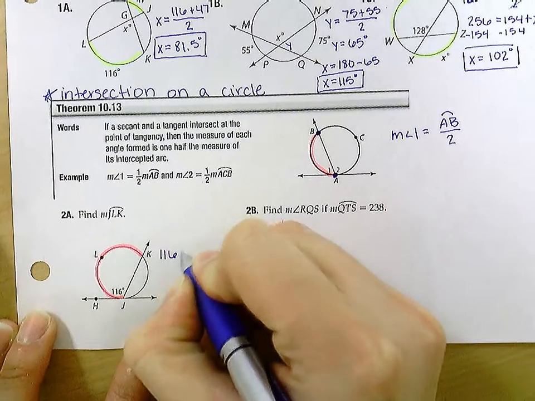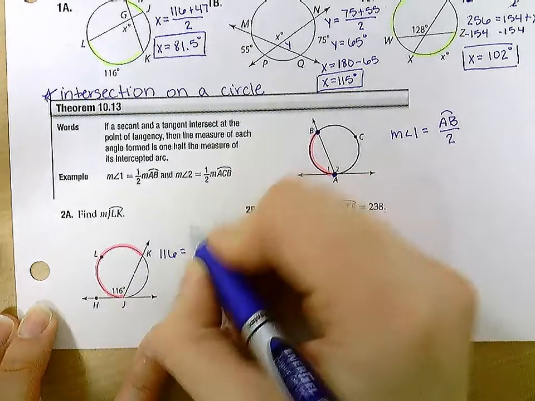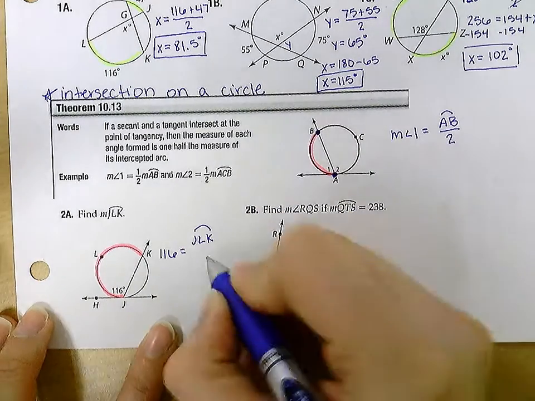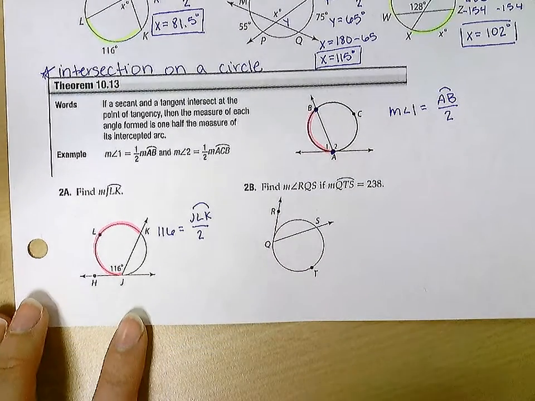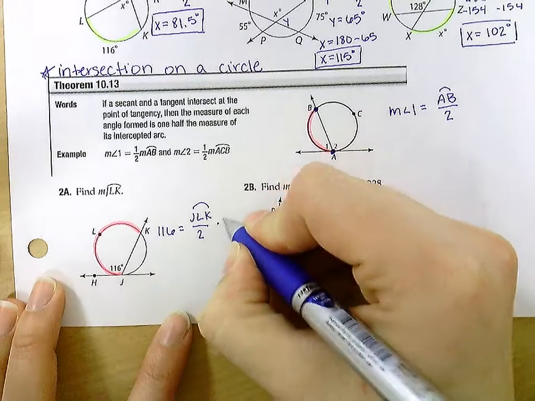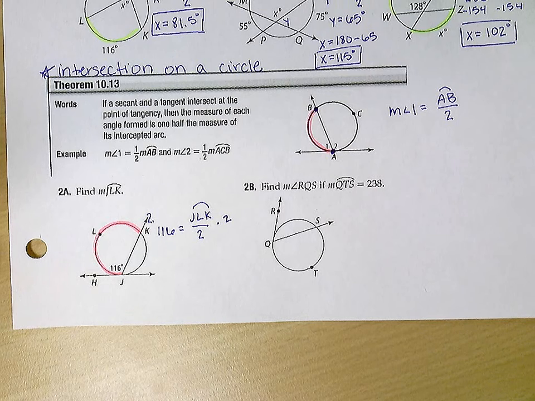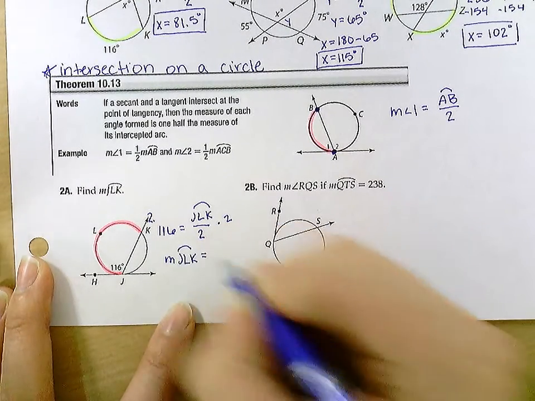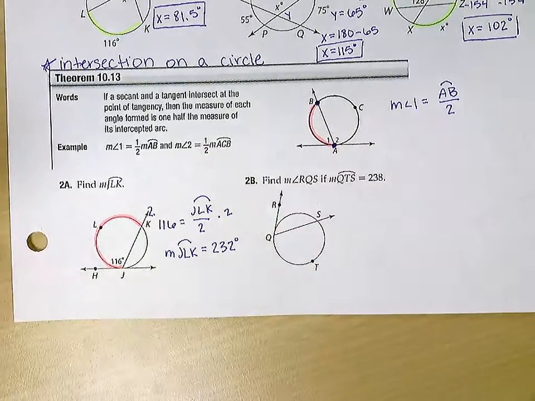So we have 116 is equal to the arc intercepted, which is JLK, or X if you want to label it X is fine, divided by 2. So then just to solve for that arc, multiply by 2. Now if you understand that and don't need to write that step down, you don't have to. Okay, so the measure of arc JLK will be equal to 232 degrees.